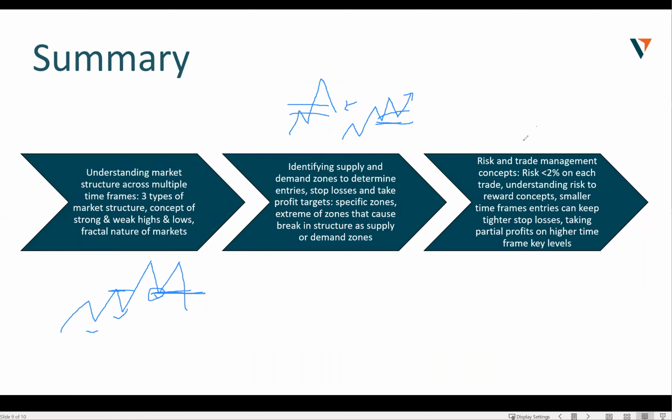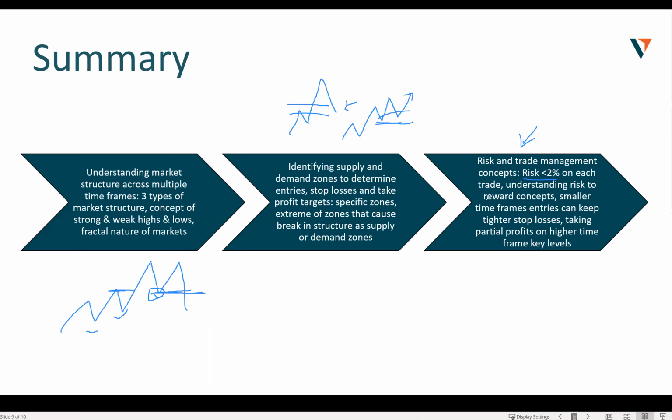And then finally, in the previous week's chapter, we actually covered risk and trade management. So risk management, it's understanding that in each trade, right? So all of this is on probability. So we don't want to risk more than 2% on each trade.